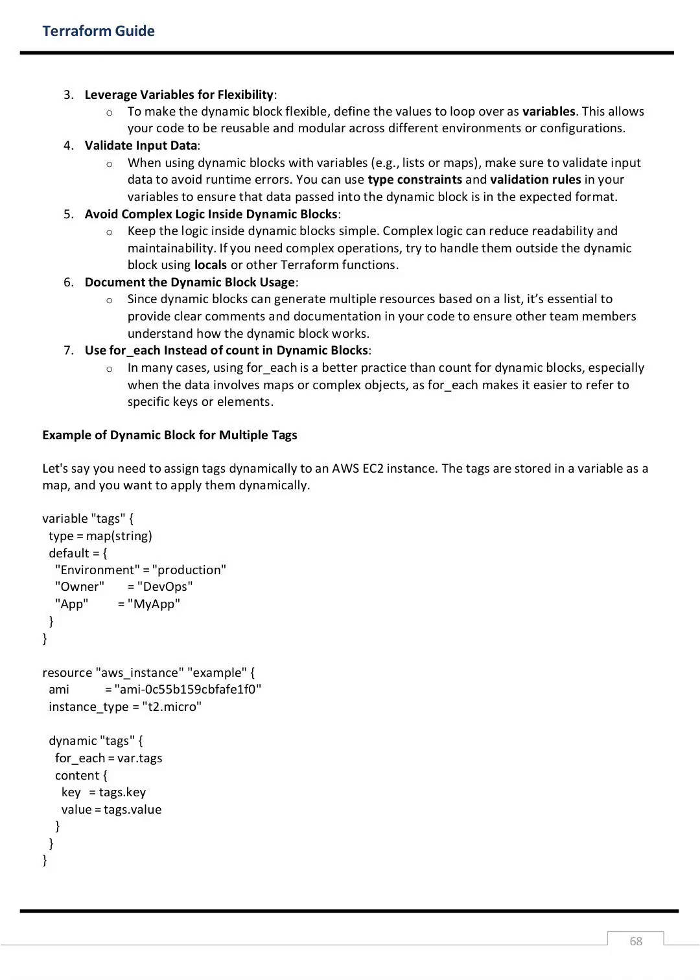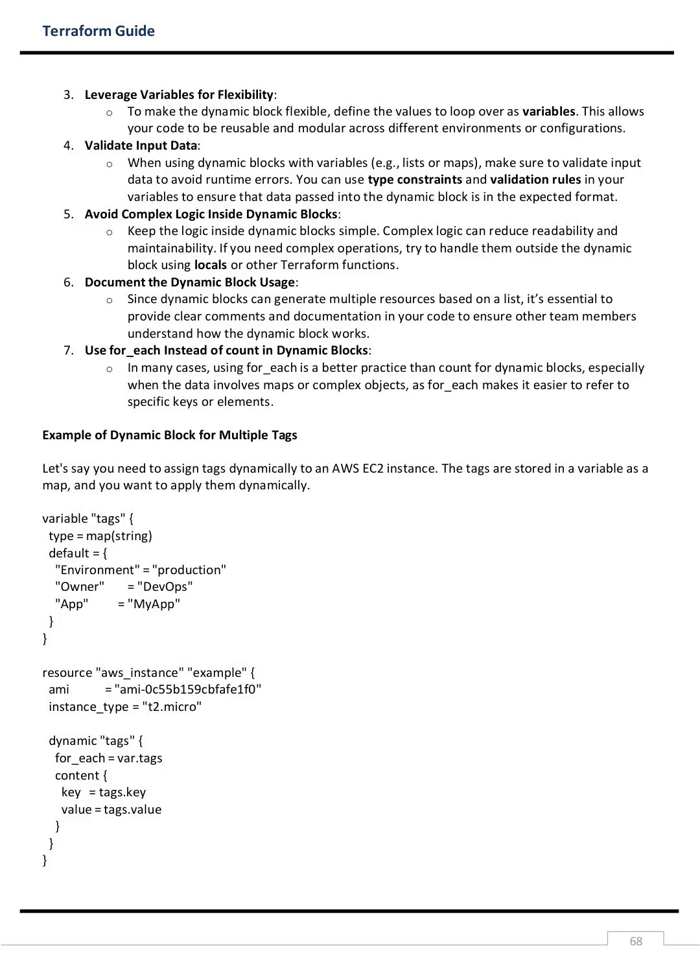7. Use for_each instead of count in dynamic blocks. In many cases, using for_each is a better practice than count for dynamic blocks, especially when the data involves maps or complex objects, as for_each makes it easier to refer to specific keys or elements.